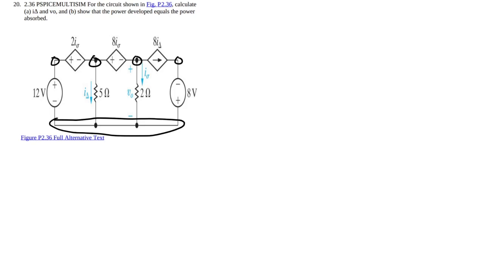So number one thing we can do, I'm just going to label this current, call this one I1, and we already have I delta here. I'm not going to worry about that. I already have I sigma right here. And let's call this I2, I guess.